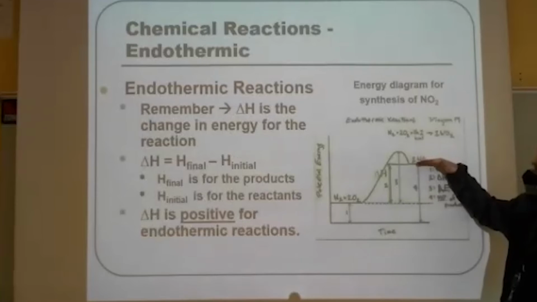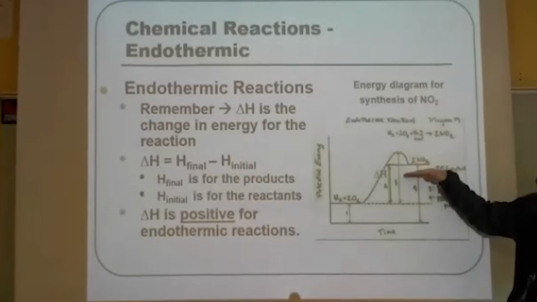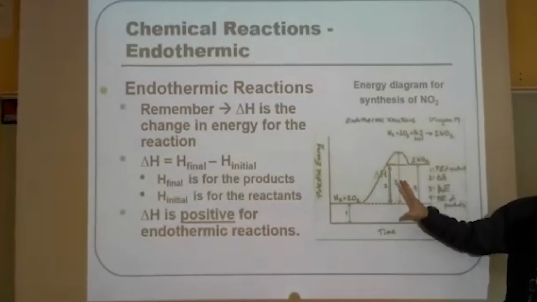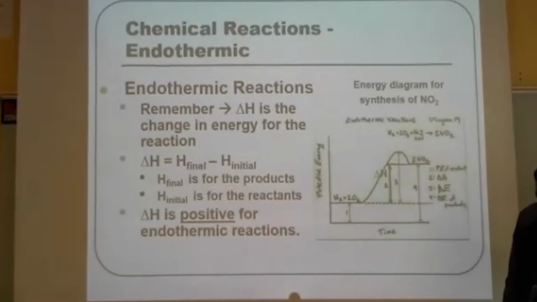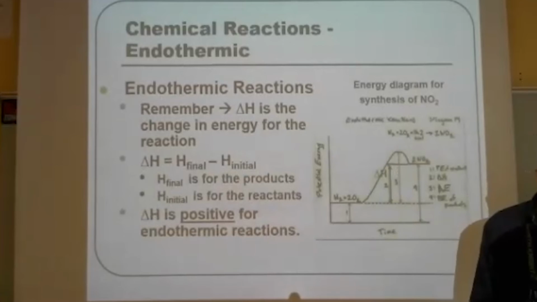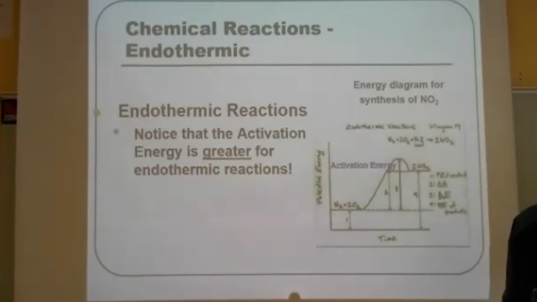In this case, delta H is always final minus initial. The final is a big number minus a smaller number. That always leaves us with a positive value. So your enthalpy will be positive in an endothermic reaction, right? And again, a much higher activation energy for an endothermic reaction.